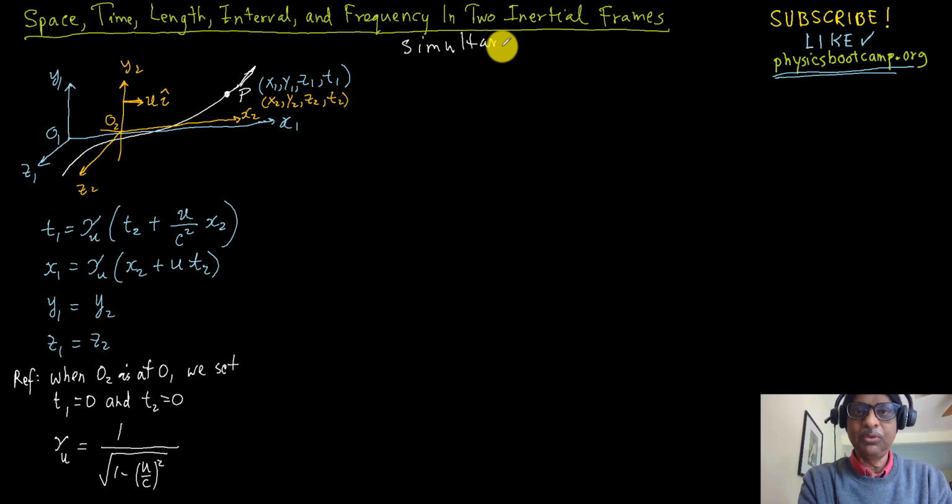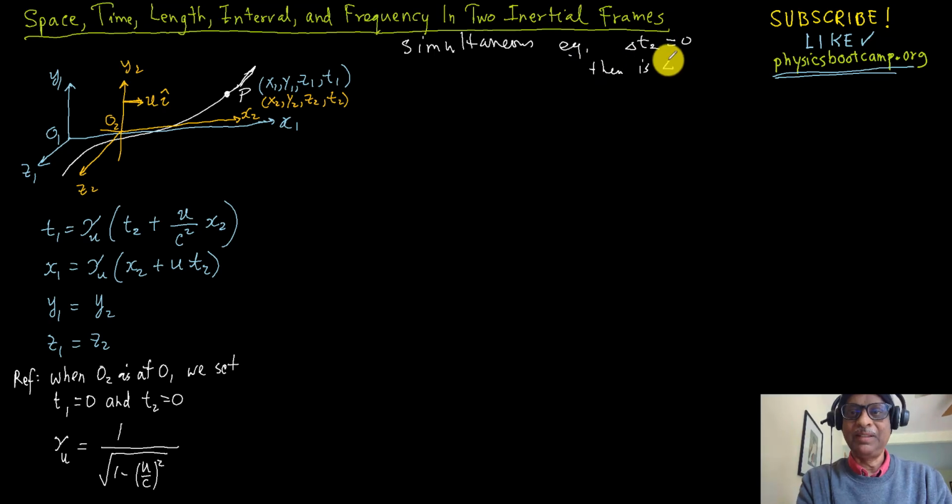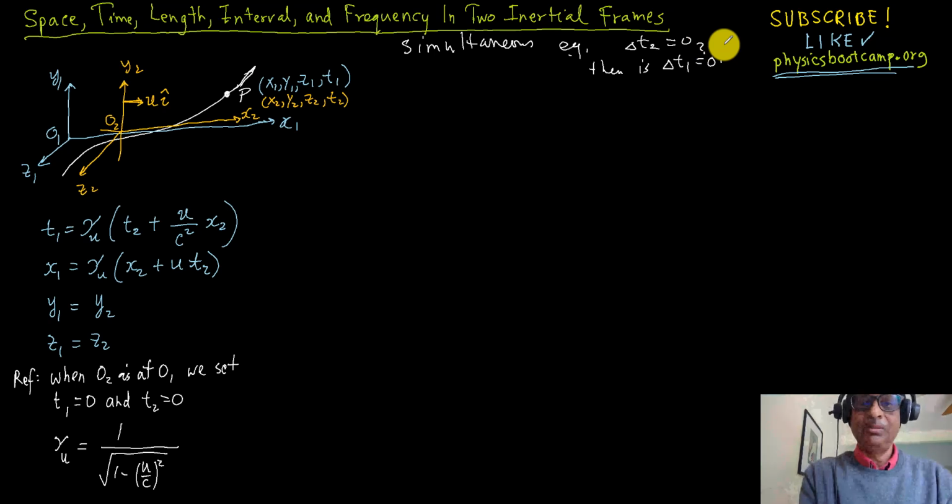Sense of whether two events are simultaneous. So it has to do with interval. For example, if the time between two events in one frame is 0, then is delta t2 between the two events also 0 or not? So we're going to explore that.